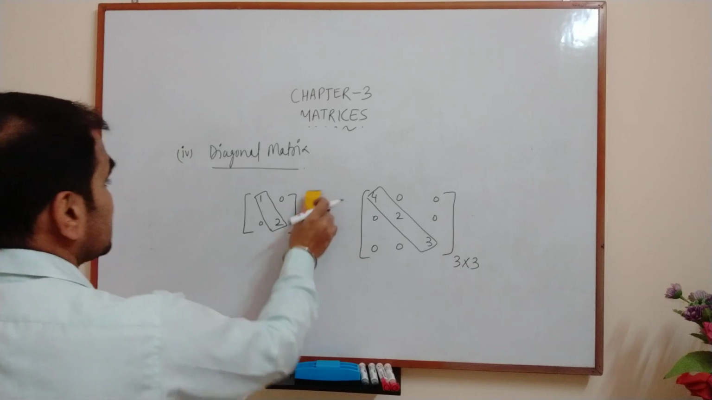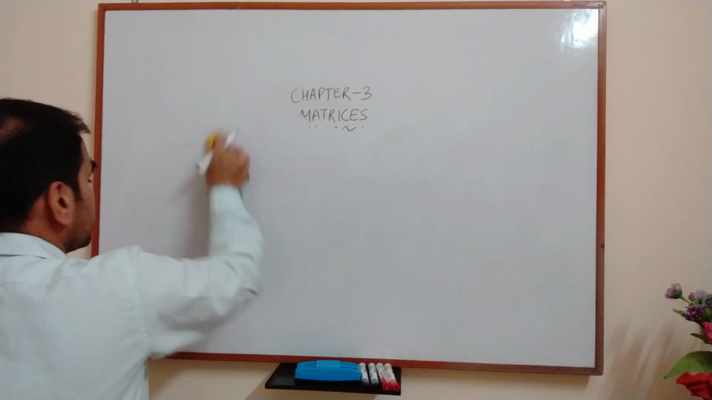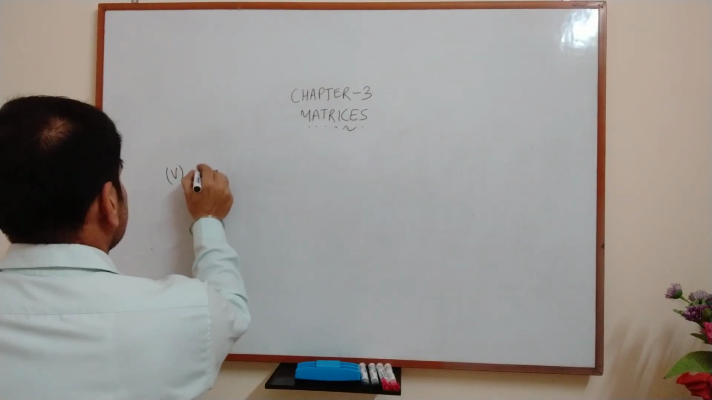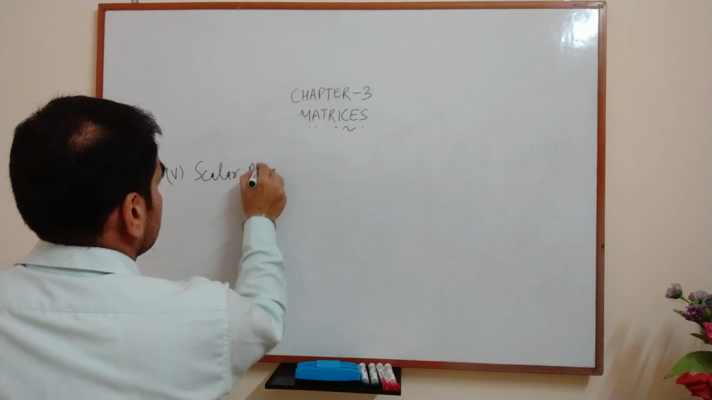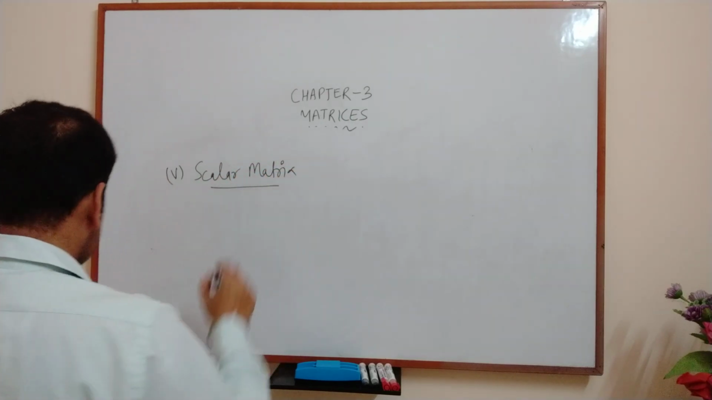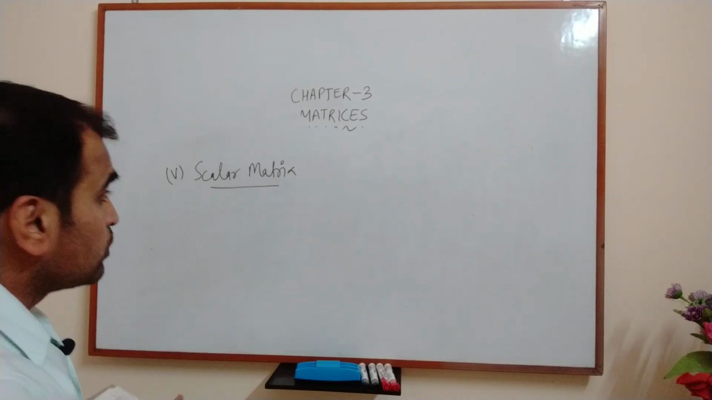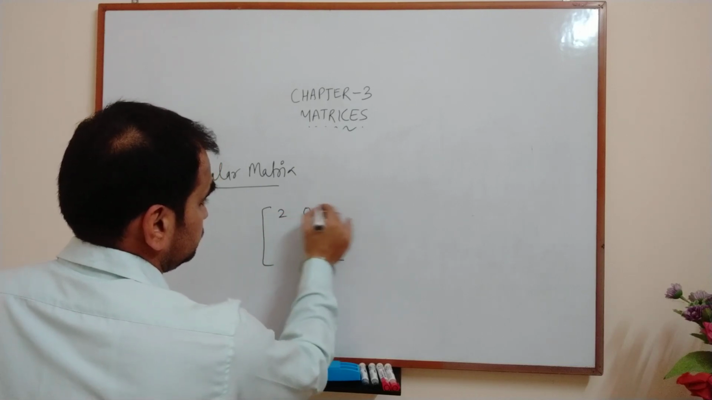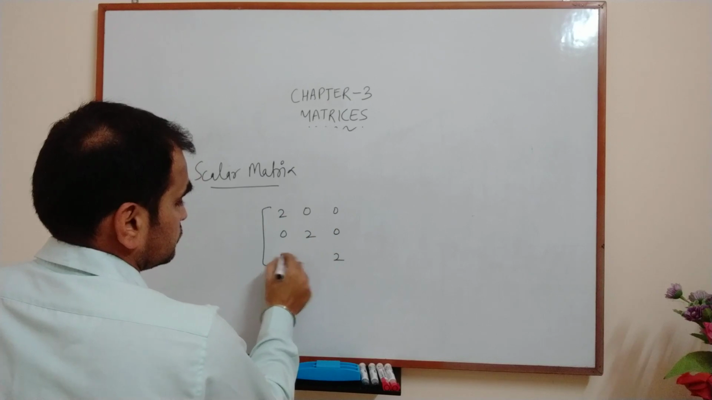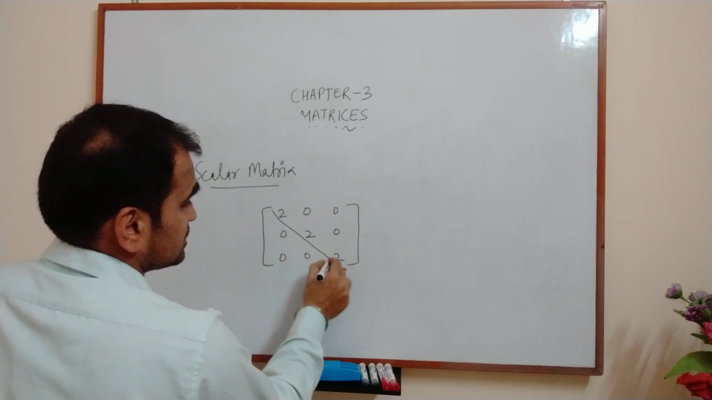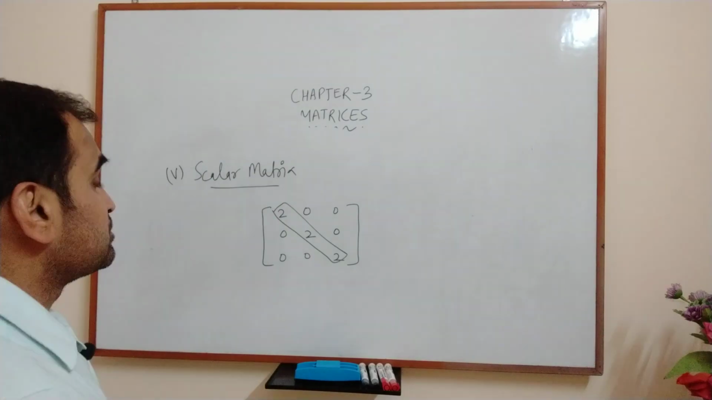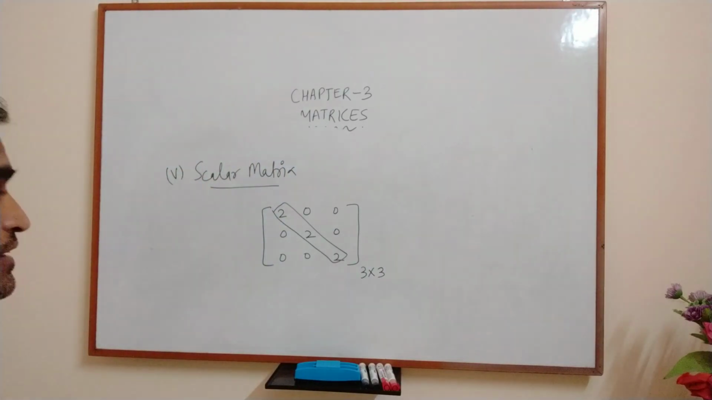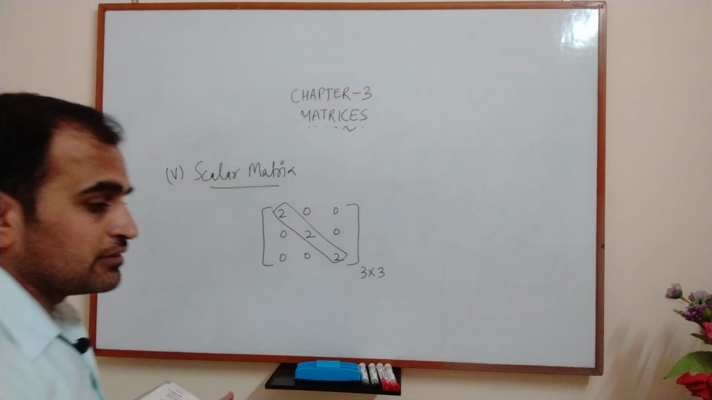Next we have the scalar matrix. So after the fourth, the fifth type of matrix is the scalar matrix. So what is a scalar matrix? It is a square matrix in which all the diagonal elements are equal, like 2, 2 and then 2. So all the diagonal elements are equal. It must be a square matrix, it must be a diagonal matrix, and then finally it is a scalar matrix which is having all the diagonal elements as equal.